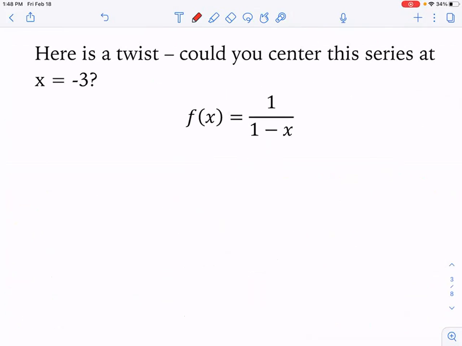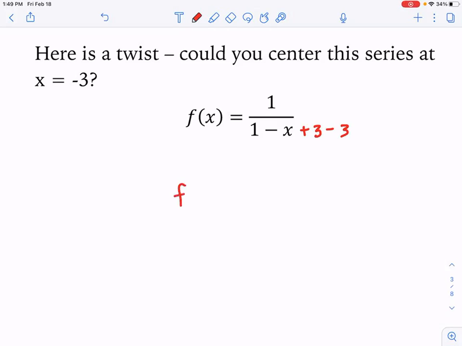Okay, now we're going to put a little twist on it. Could you center this series at x is -3? So what would we need to see in our equation if we wanted to be centered at x is -3? We would need an x plus 3. Well, if we're going to have an x plus 3, then we're going to have to add 3 and subtract 3 so that we're adding 0, right?